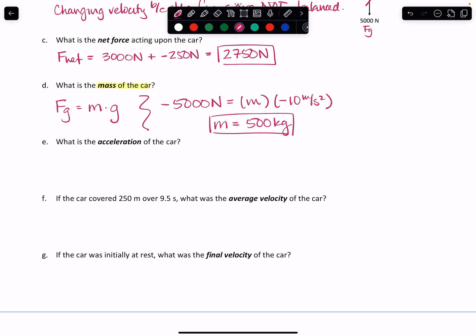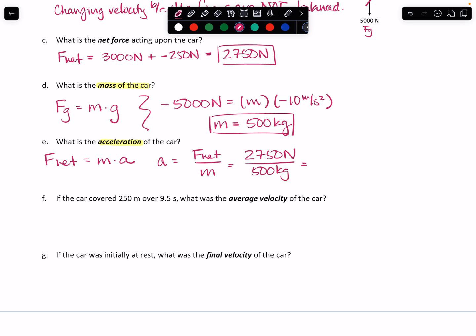With that mass, we can now find the acceleration. We're going to combine our F net and our mass value and use Newton's second law. So our acceleration is going to be equal to the net force divided by the mass. In this case, 2,750 newtons divided by 500 kilograms is going to give us an acceleration of 5.5 meters per second squared. We've done a lot of work so far, but we're not done.